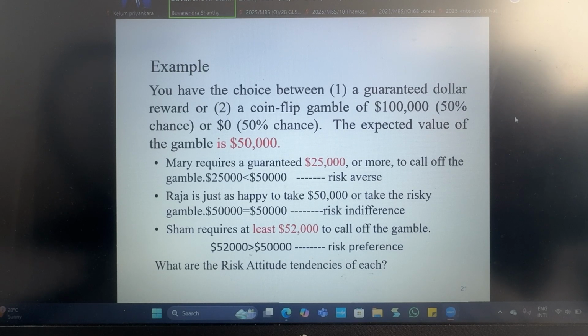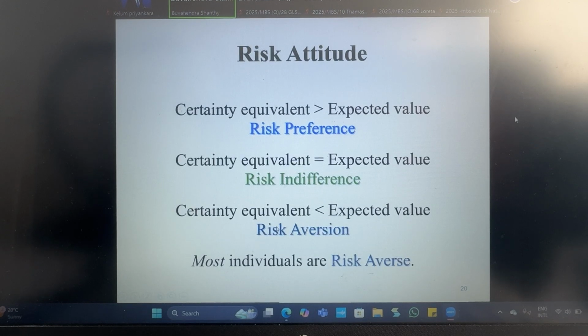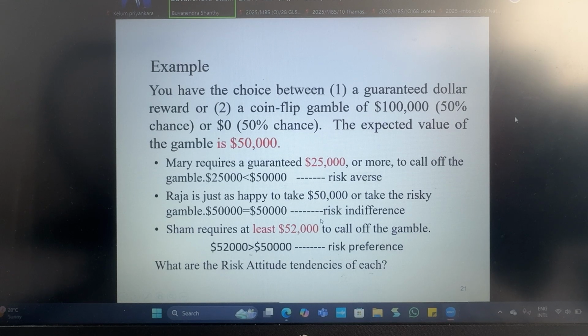Now we go for these choices with three different people's attitudes. Mary requires a guaranteed $25,000 or more to call off this gamble, since Mary doesn't want to go for risk. So $50,000 is the expected value, but Mary's certainty equivalent value is $25,000. Compared to the expected value, risk averse people's certainty equivalent values are lesser. Mary goes with the guaranteed amount of $25,000 without risk. She is avoiding the risk, so we can categorize Mary as risk averse.